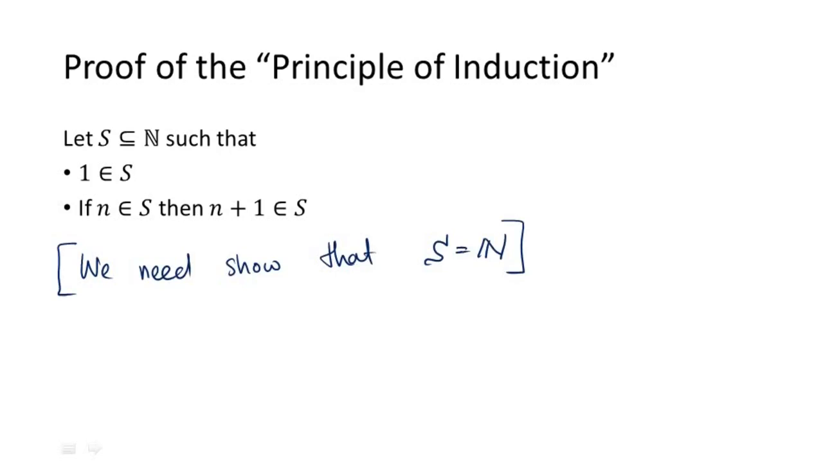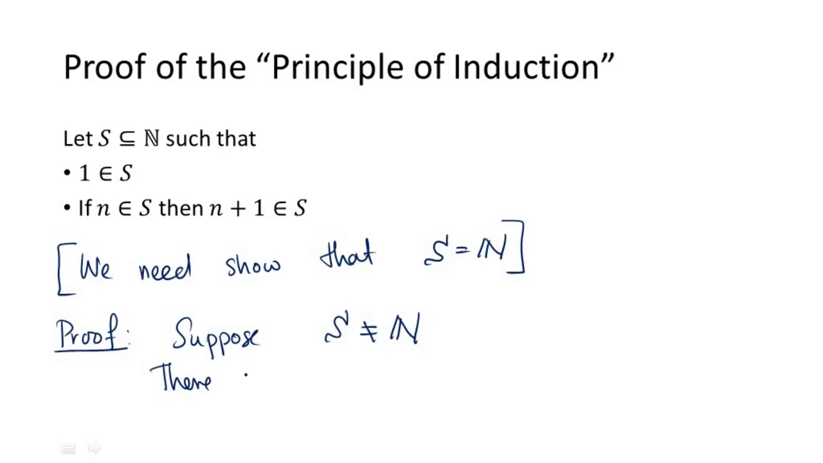That is, we will assume that S is not equal to N and obtain a contradiction using the well ordering principle. So, towards a proof of the fact S equals N, let us suppose S is not equal to N. Because we have already started with a subset of N, S not equal to N means there are some integers n such that n does not belong to S.